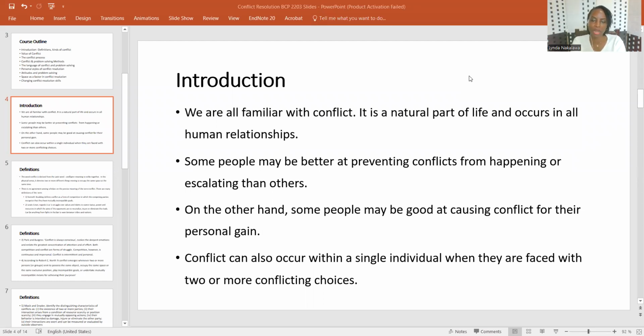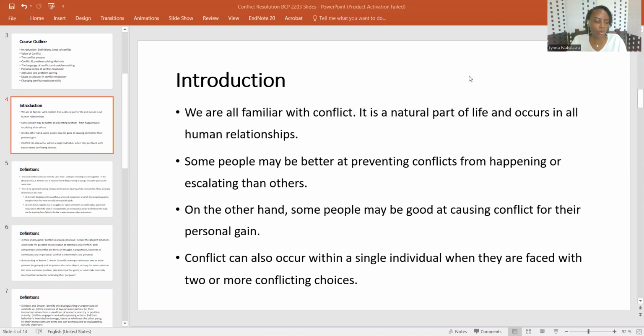Conflicts can occur between people, right? We shall say that sometimes conflict occurs between two individuals, or it can occur between groups. But conflict can also occur within you, within one individual, because you're faced with two or more conflicting choices.